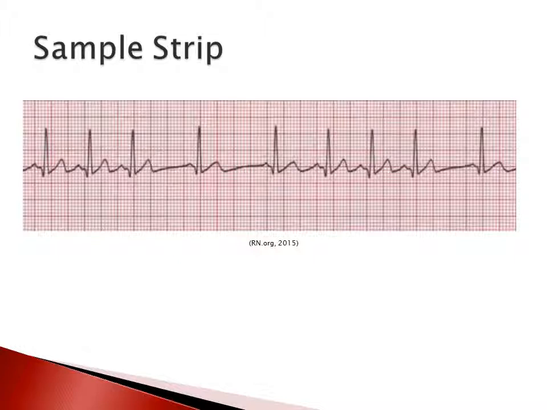We can see that there are P waves, one before each QRS complex, all the way across the strip. They're all upright and they're all similar shape and size. And when we count the number of small boxes that are occupied by the PR interval, we get 4. So our measurement is normal. It's 0.16 seconds. When we look at our QRS complex, we can see that it takes up 2 boxes, making it 0.08 seconds, which is normal.